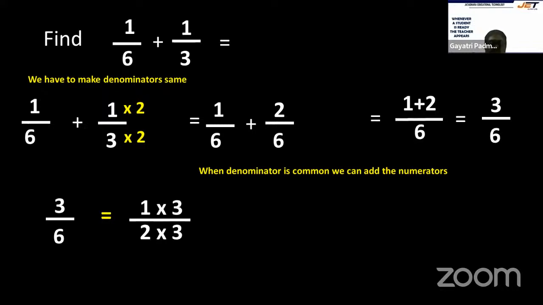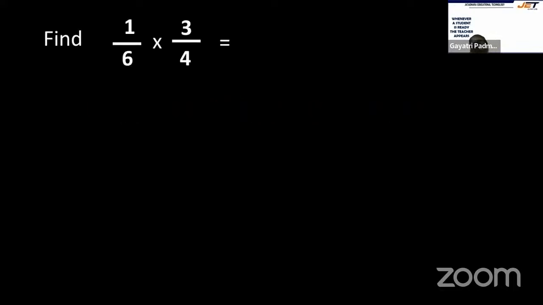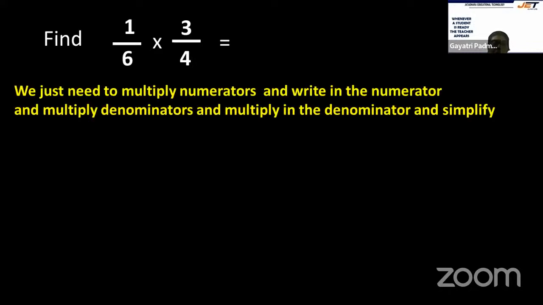Right. Next is 3 by 6. You can again jot it down as 1 by 2. Now let us see multiplication of fractions. Here you can cut the numbers. 3 is divisible by 6, 2 times, isn't it? So we just need to multiply the numerators and write it in the numerator, multiply the denominators, and simplify.